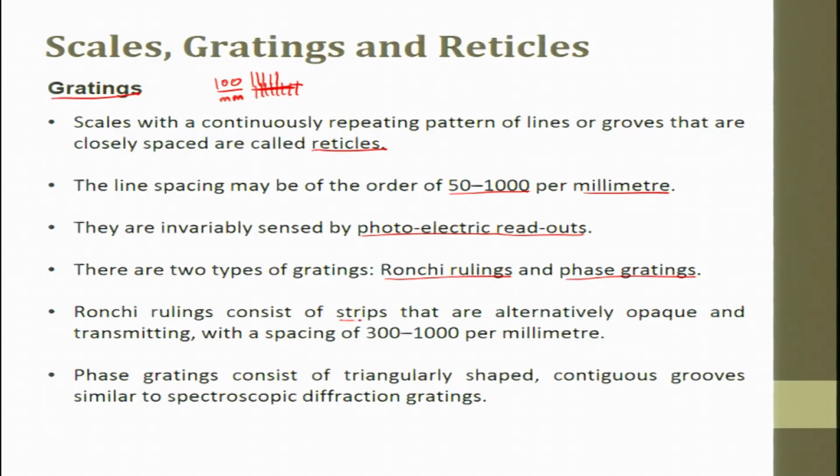One is called Ronchi rulings and the other phase gratings. A Ronchi ruling consists of strips that are alternately opaque and transmitting, with spacing of 300 to 1000 lines per millimeter. The phase grating consists of triangularly shaped grooves, similar to spectroscopic diffraction patterns. These are phase gratings used in reticles.